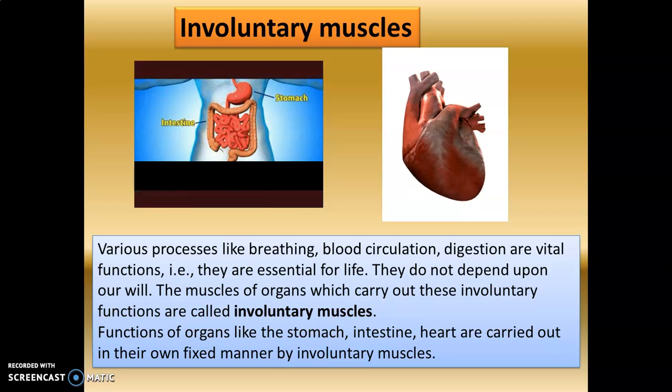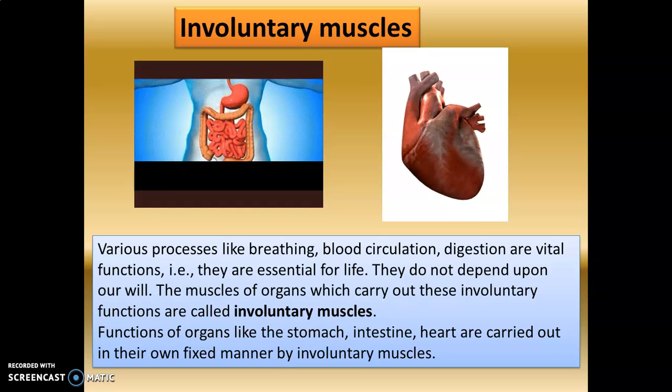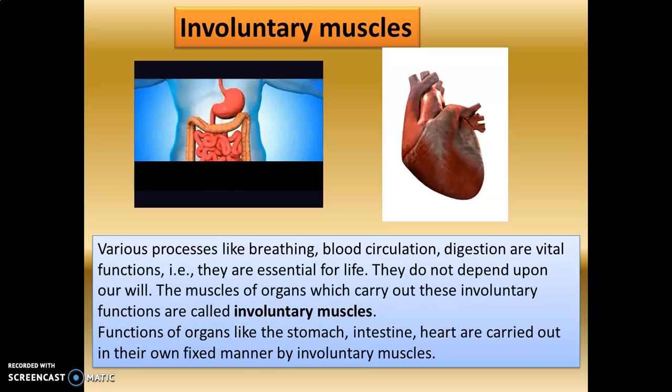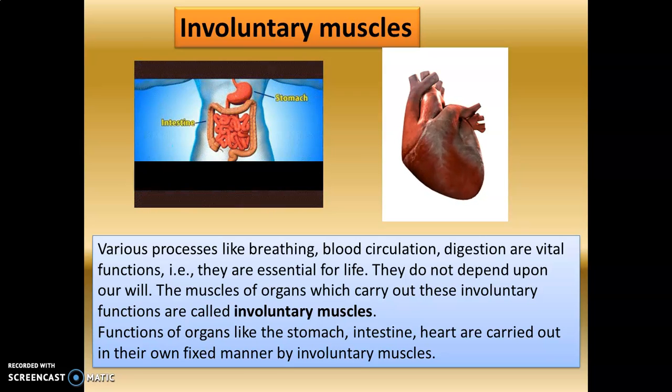Even the pumping of the heart or the digestion of the food is not according to our will. So these types of muscles or organs which carry out involuntary functions are called involuntary muscles. So the muscles whose control is not in our hand are involuntary muscles. Organs like the stomach, intestine and heart are carried out in their own fixed time manner by the involuntary muscles. So these are the involuntary muscles.